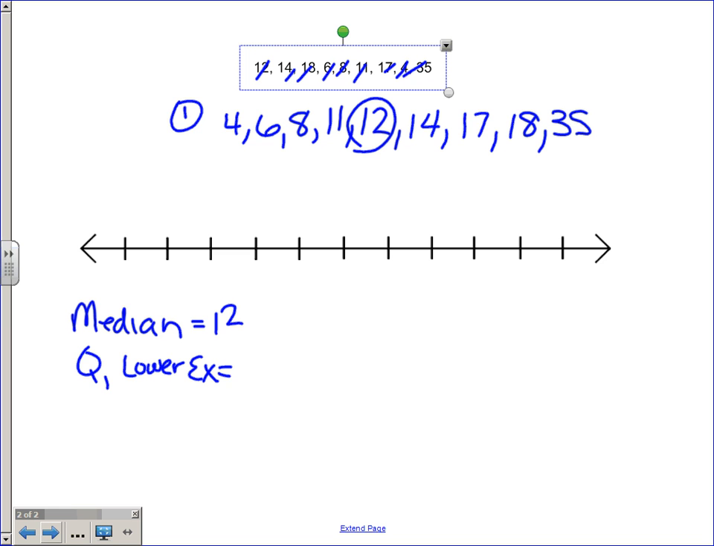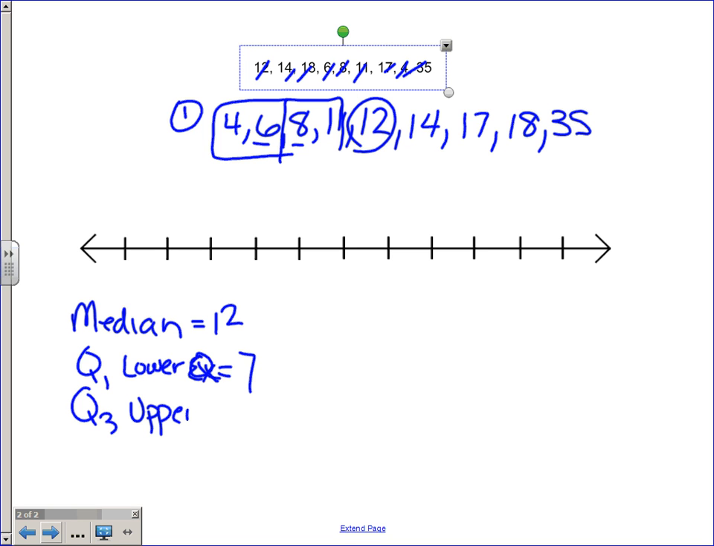And the way I do that is I look at the remaining data that is below my median, and I go halfway through it. I have to take the mean of 6 and 8, which is going to be 7. Now let's look at my upper quartile. I'm sorry, this is the lower quartile.